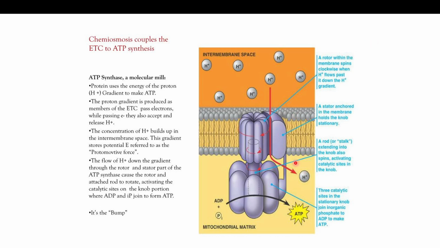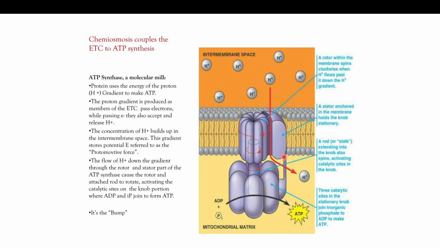So here, if we look at this particular picture, this is the rotor, and this is the ATP synthase enzyme. A rotor within the membrane spins clockwise when H plus flows through it, down the H plus ion gradient. There is a higher concentration in the intermembrane space, so because it is moving against the concentration gradient, energy is required, right? Otherwise, via simple diffusion, H plus ions would move from a higher concentration to a lower concentration easily. However, this is being done here with the help of the ATP synthase enzyme.